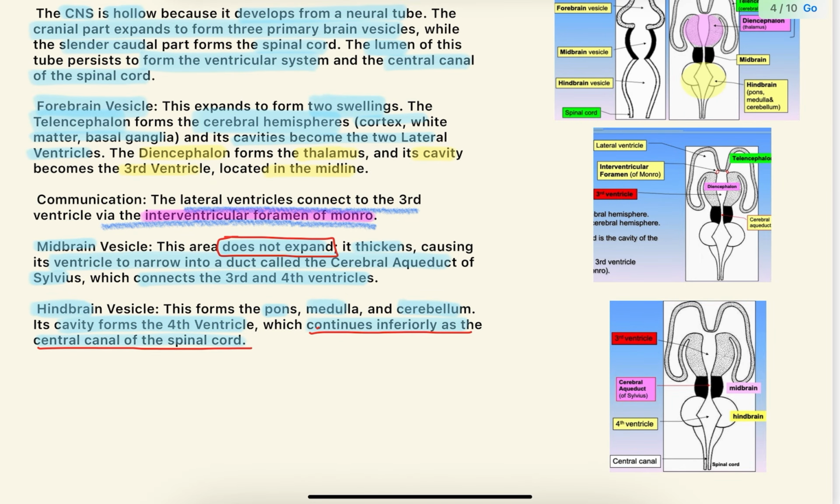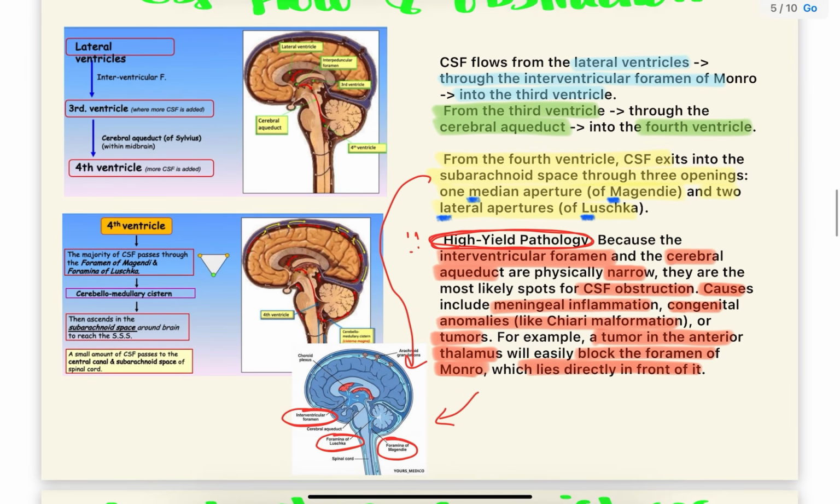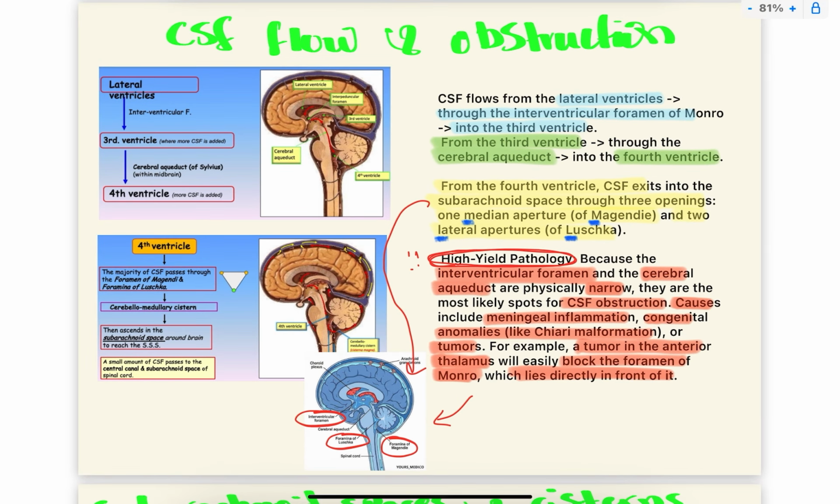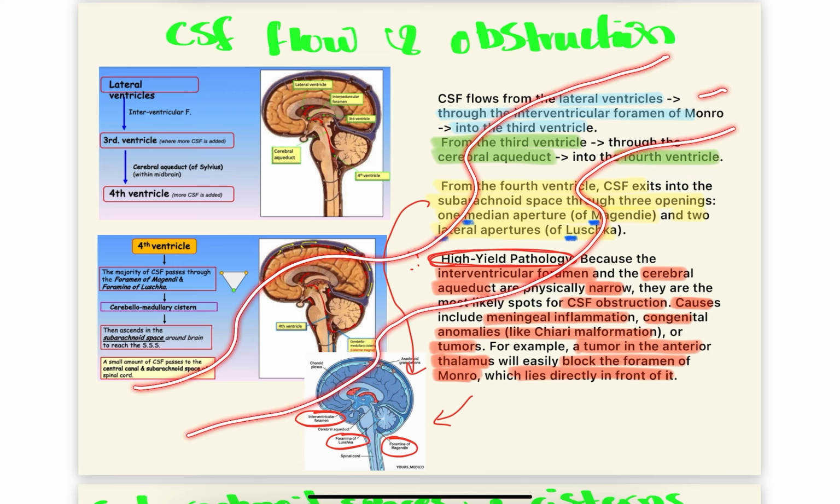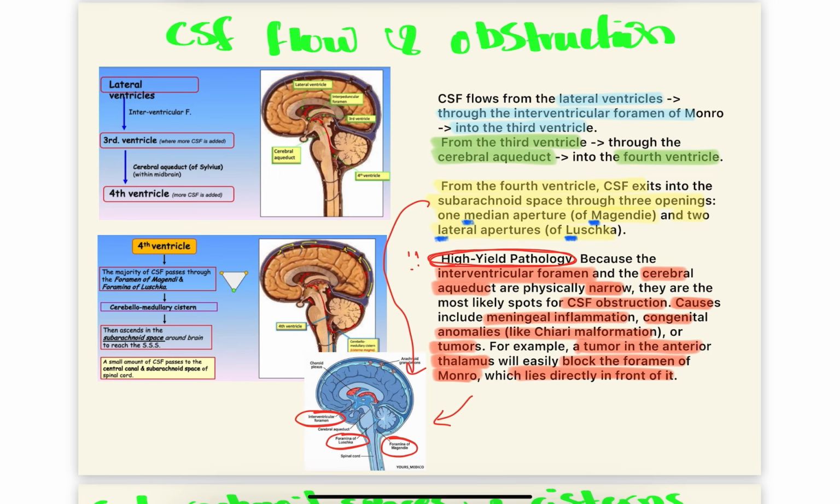Okay, so moving on, let's talk about the CSF flow and the obstruction. So the CSF flow, how will it go? Like it's water, it's a fluid. Let's say I have channels like this. So how will this water flow? We are going to start with the lateral ventricle. We said it's coming from where? It's coming from the telencephalon. So the CSF needs to go from the lateral ventricle to the third ventricle, which is coming from the diencephalon.